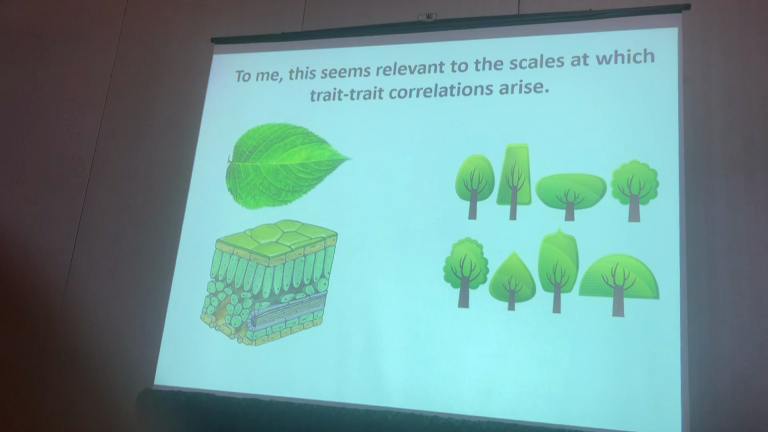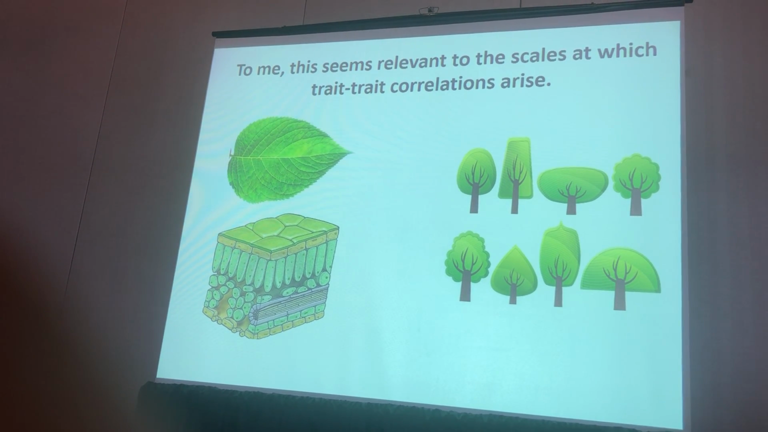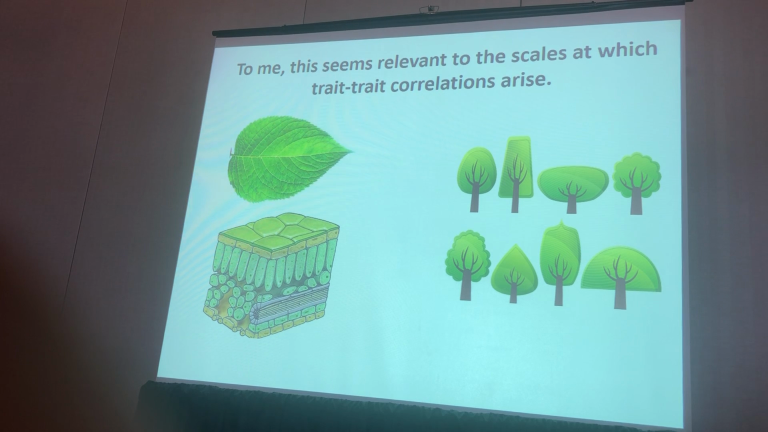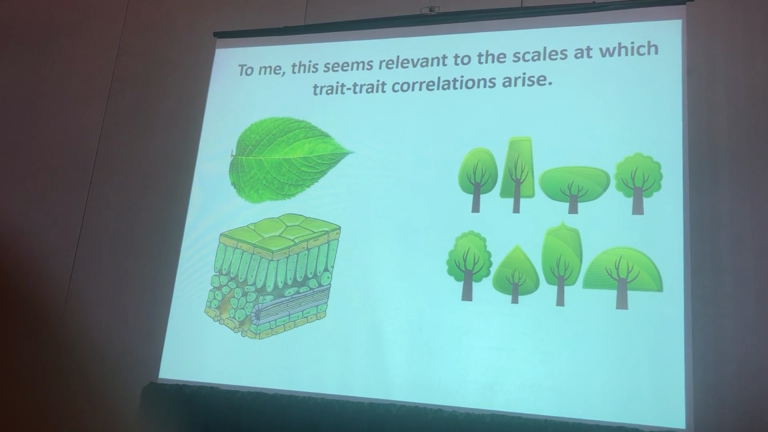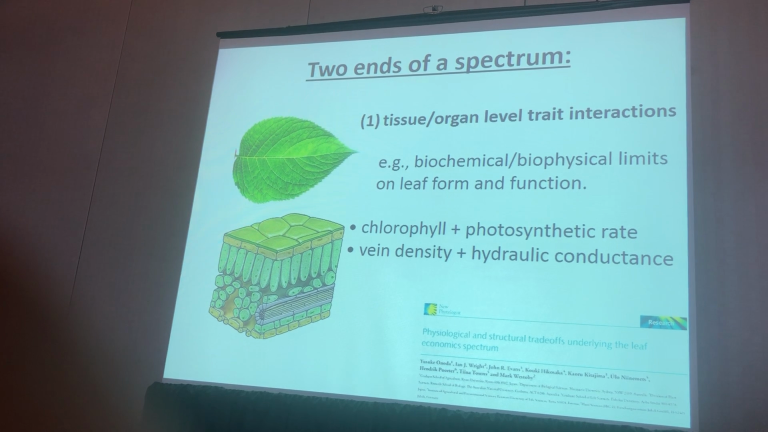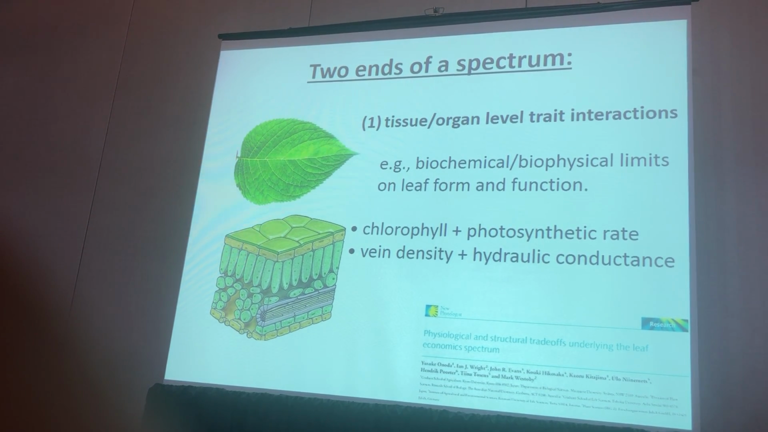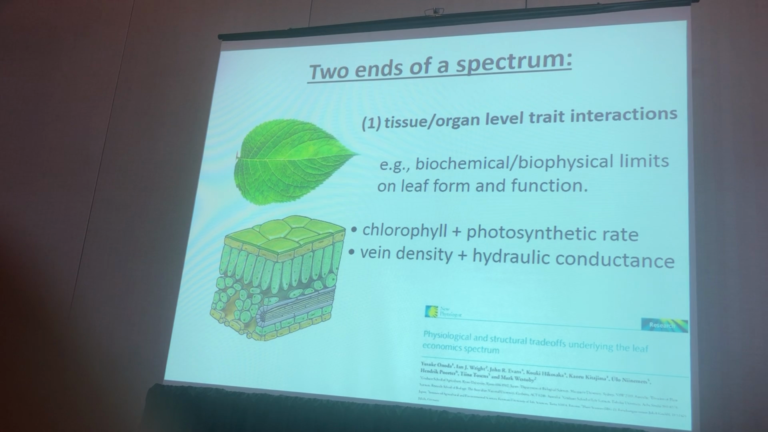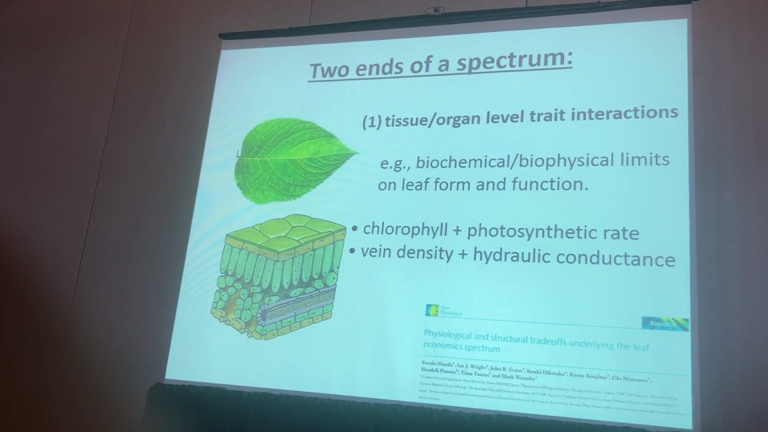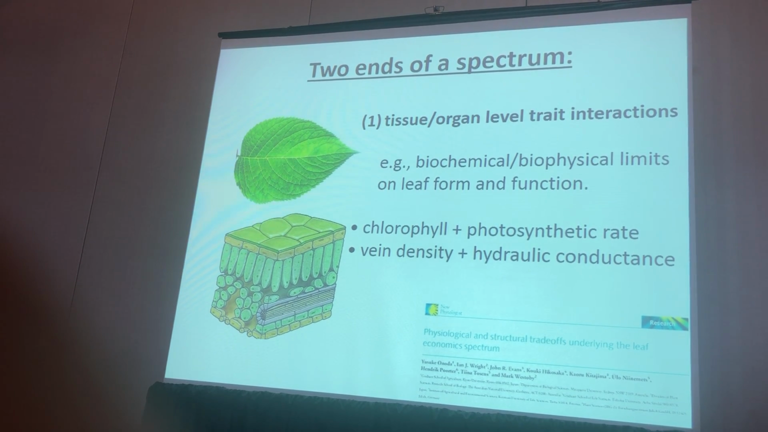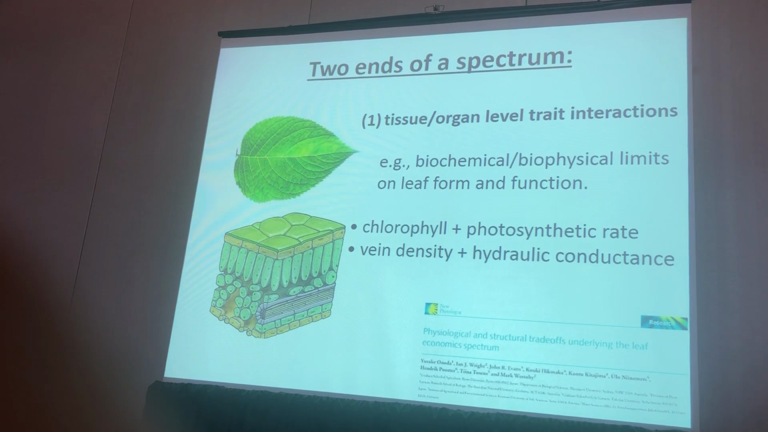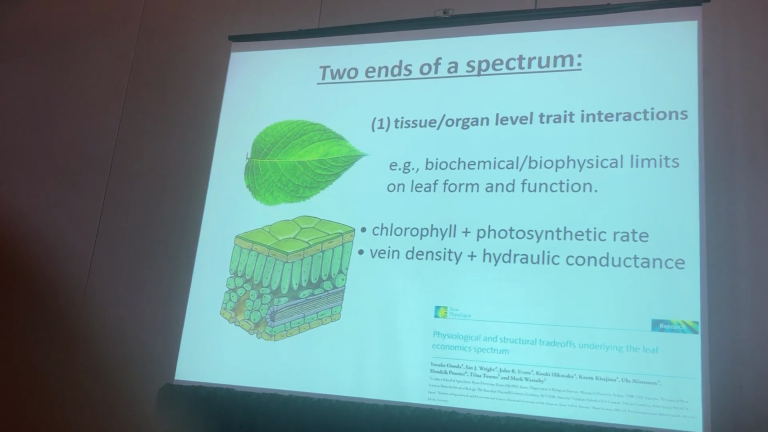So to me, as I think about this, it seems relevant to thinking about the scales at which trait relationships, trait interactions, or trait trade-offs arise. I tend to think of this as two ends of a spectrum. At one end, you have these tissue or organ level trait interactions. There are certain combinations of things that are simply not possible. So these are biochemical or biophysical limits on leaf form and function. For instance, you have to have a certain amount of chlorophyll in order to have a certain photosynthetic rate. Or maybe you need a certain vein density or architecture to support a certain hydraulic conductance. So that's happening at the level of the leaf.